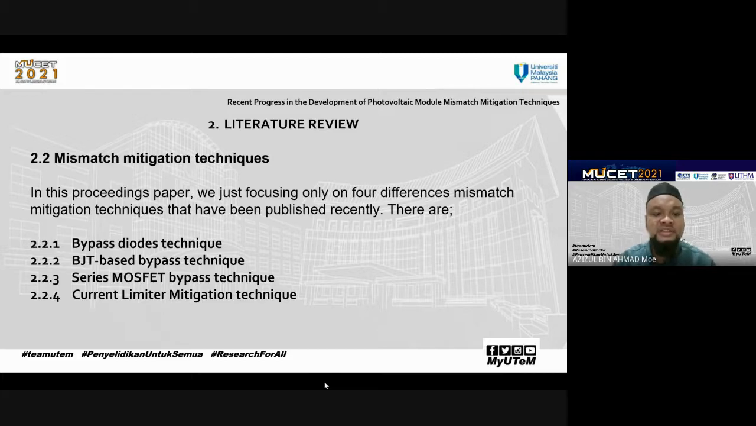Mismatch mitigation technique. In this proceeding paper, we focus only on four different mismatch mitigation techniques. They have been published recently. They are: first is the bypass diode technique, second is the bipolar junction transistor (BJT) based bypass technique, third is the series MOSFET bypass technique, or metal oxide semiconductor field effect transistor. And the last one, we will discuss the current limiter mitigation technique.